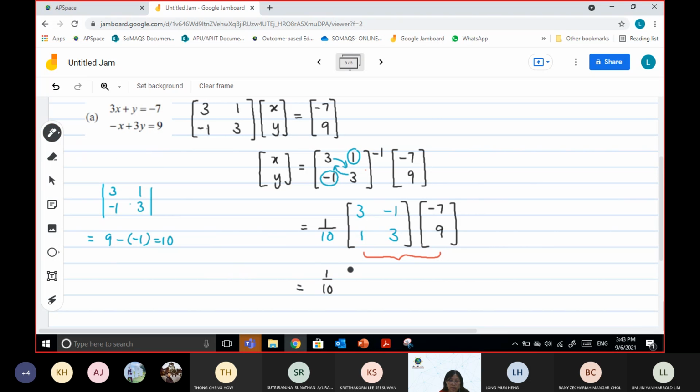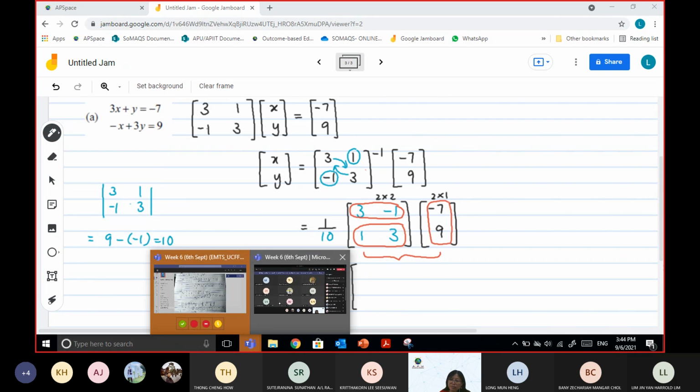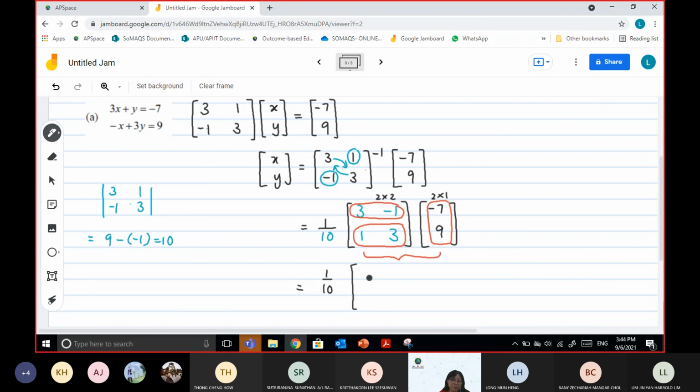Since this is a 2 by 2 matrix and this is a 2 by 1 matrix, you will get an answer in a 2 by 1 matrix. We take this row and multiply with this column, then the second row multiply with the column, to get the answer. So what is the value at the top? Can I have another student? Saad, tell me the value at the top.